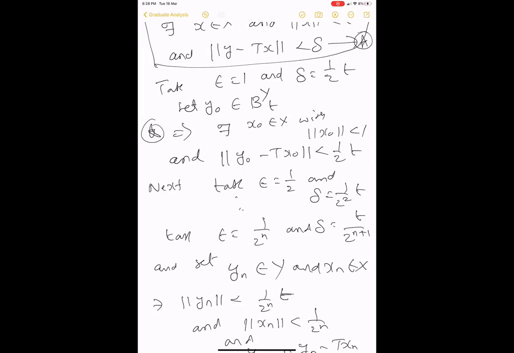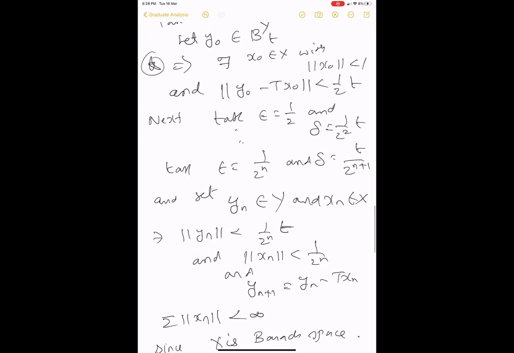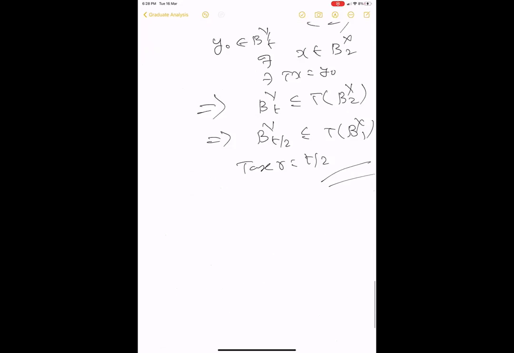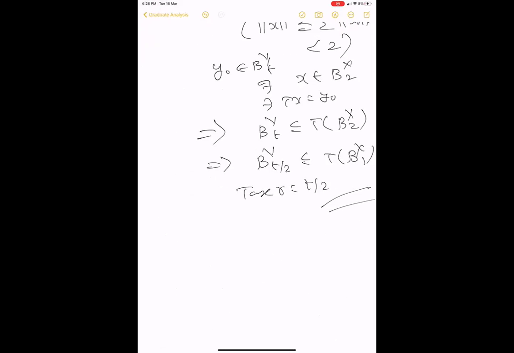But then you can dilate it again by half or something. Then you get for any y the b of. This is what we want to prove: that b of y is contained in t of b of x. This is what we claim, which is true. Is this convincing? You can go through the proof in the book, any book.